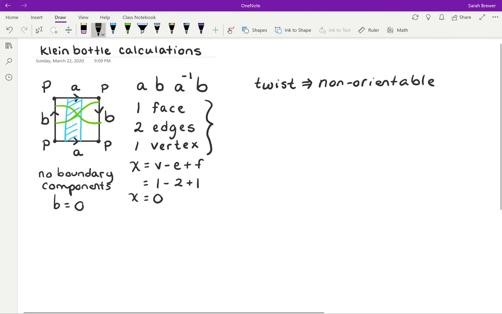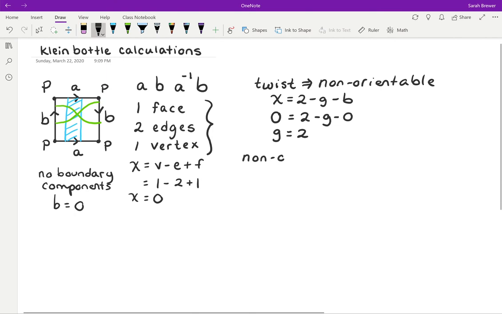And so the formula that we're going to use to determine the genus is that the Euler characteristic is equal to 2 minus g minus b. Remember, for orientable surfaces, it was 2 minus 2g minus b. So that's the term that's different, that g rather than 2g. All right, so Euler characteristic is 0, number of boundary components is 0, so we can see here that our genus is 2.